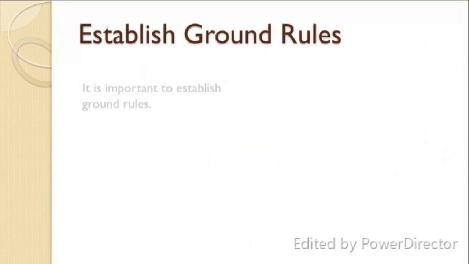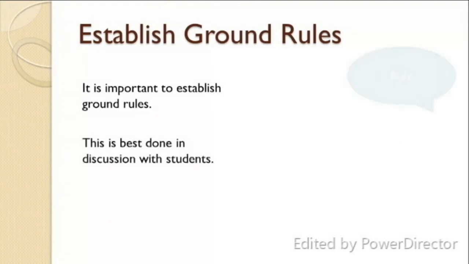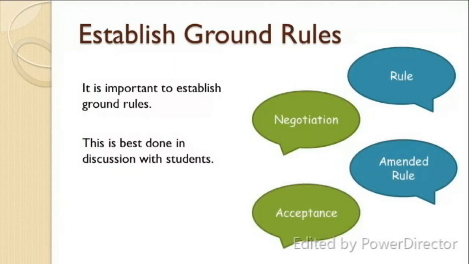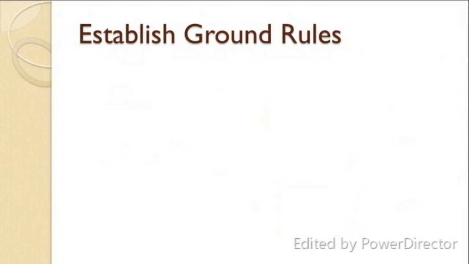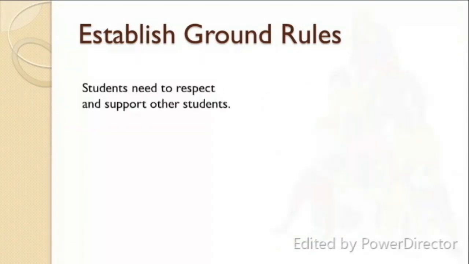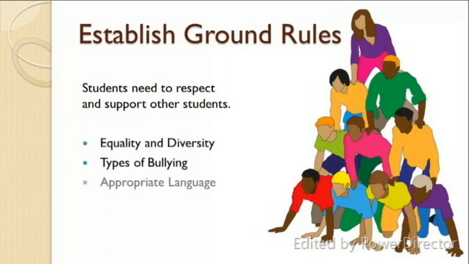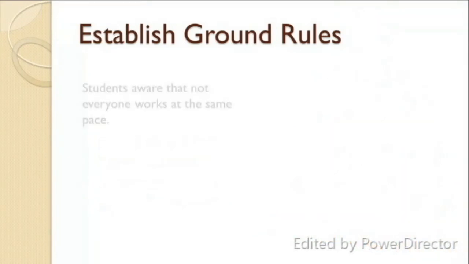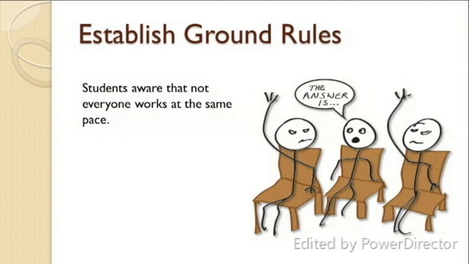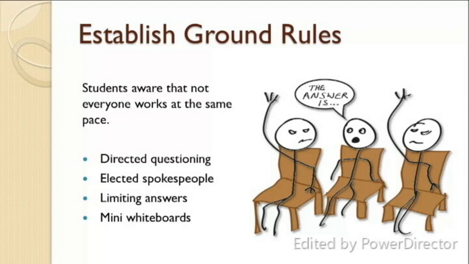It is important to establish some ground rules. This is best done in a discussion with students, like negotiations. Rules should all be established. Students need to respect and support other students. Equality and diversity, types of bullying, appropriate language, appropriate behavior. Students should be aware that not everyone works at the same pace. So if one does not know the answer, it doesn't matter. Direct questioning, elected spokespeople, limiting answers, mini whiteboards.